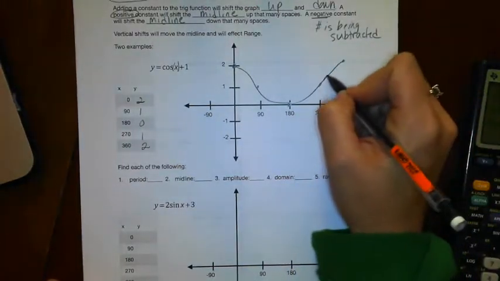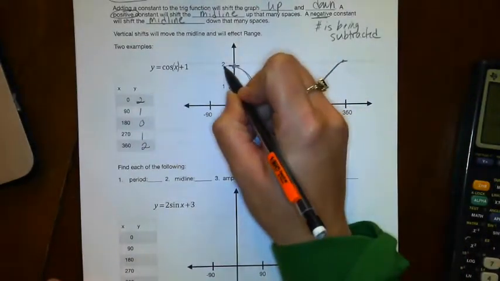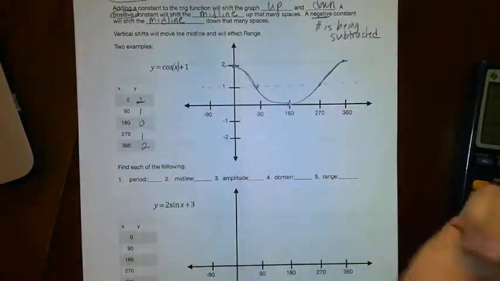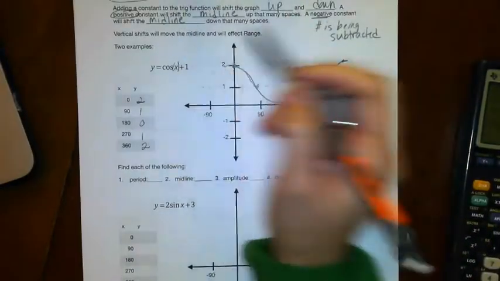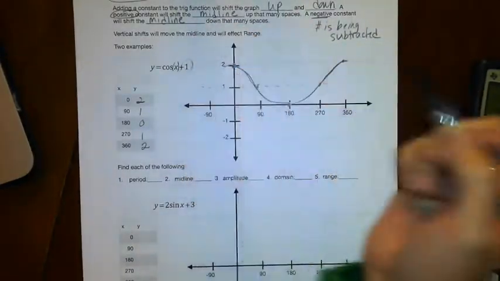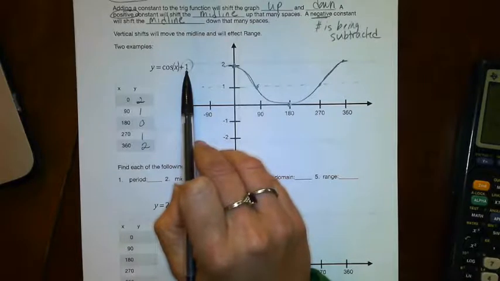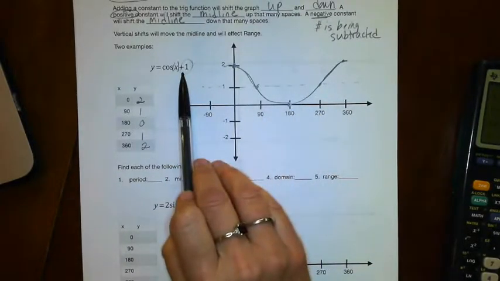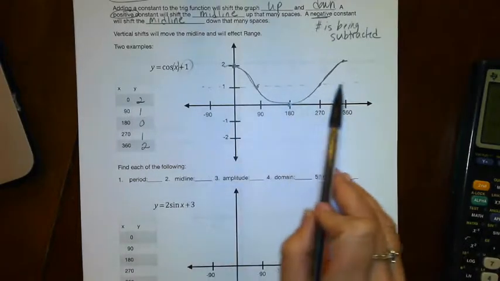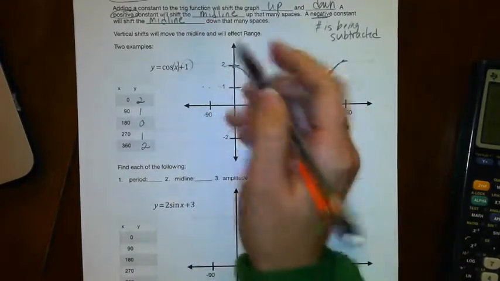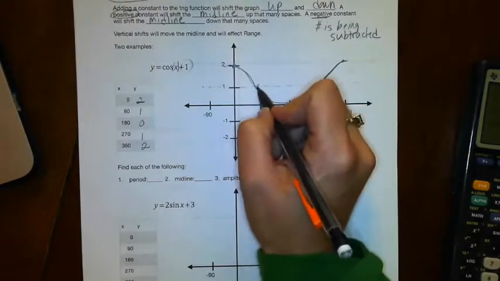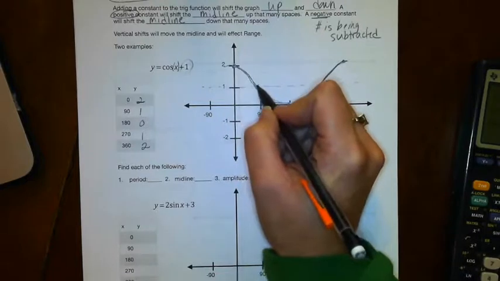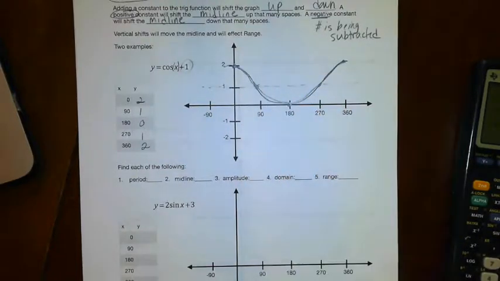You'll notice that we have the same looking graph, but our midline has been shifted up 1. In fact, I like to just do my midline first. Your midline will always be what this number is, because it was always at 0, and so if you shift it up 1, down 1, it doesn't matter. That's where your midline will always shift to. So I like to dash in my midline first, and then you can see that cosine starts high, comes to midline, goes down to the valley, midline, high.